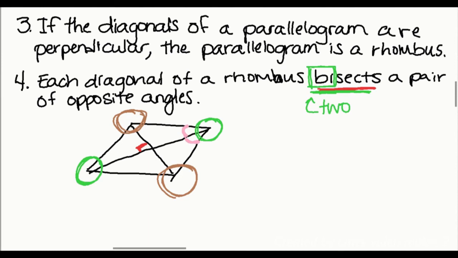This is going to be a very helpful property when you guys go into solving for missing angles, which you guys did for parallelograms. Okay, I'm done talking about the rhombus for now. Now I'm going to go into the square. So you guys are very familiar with the square.